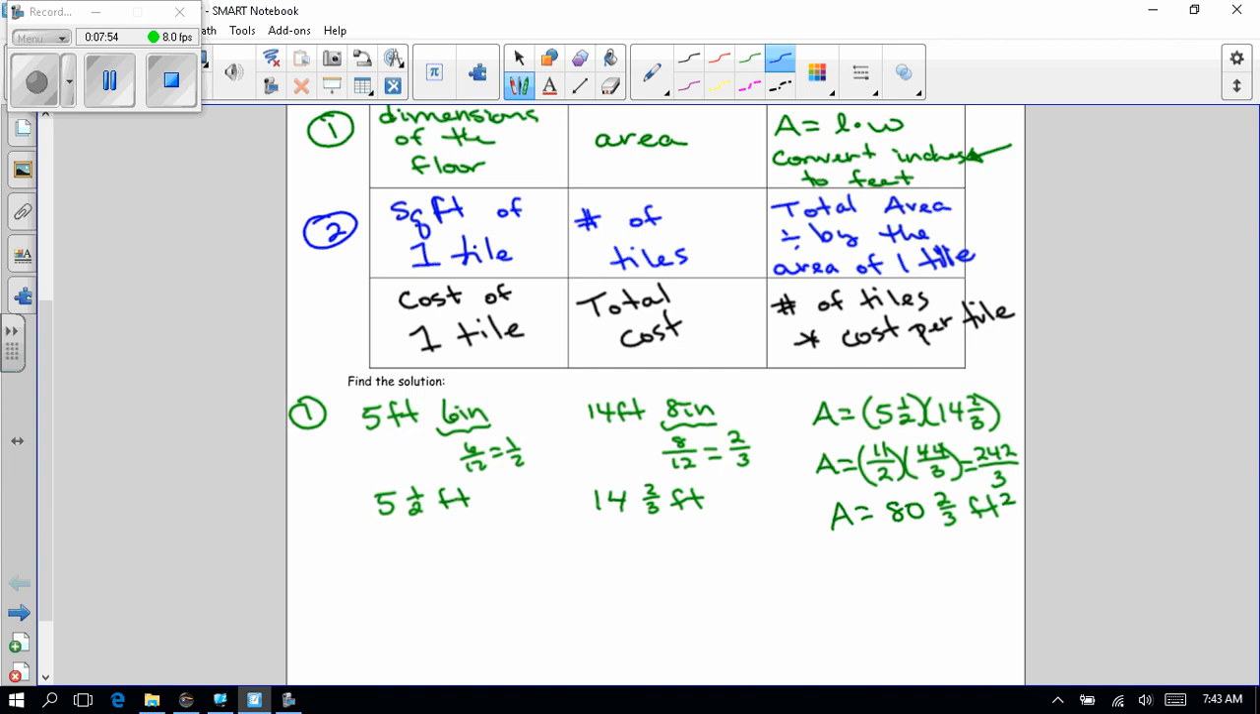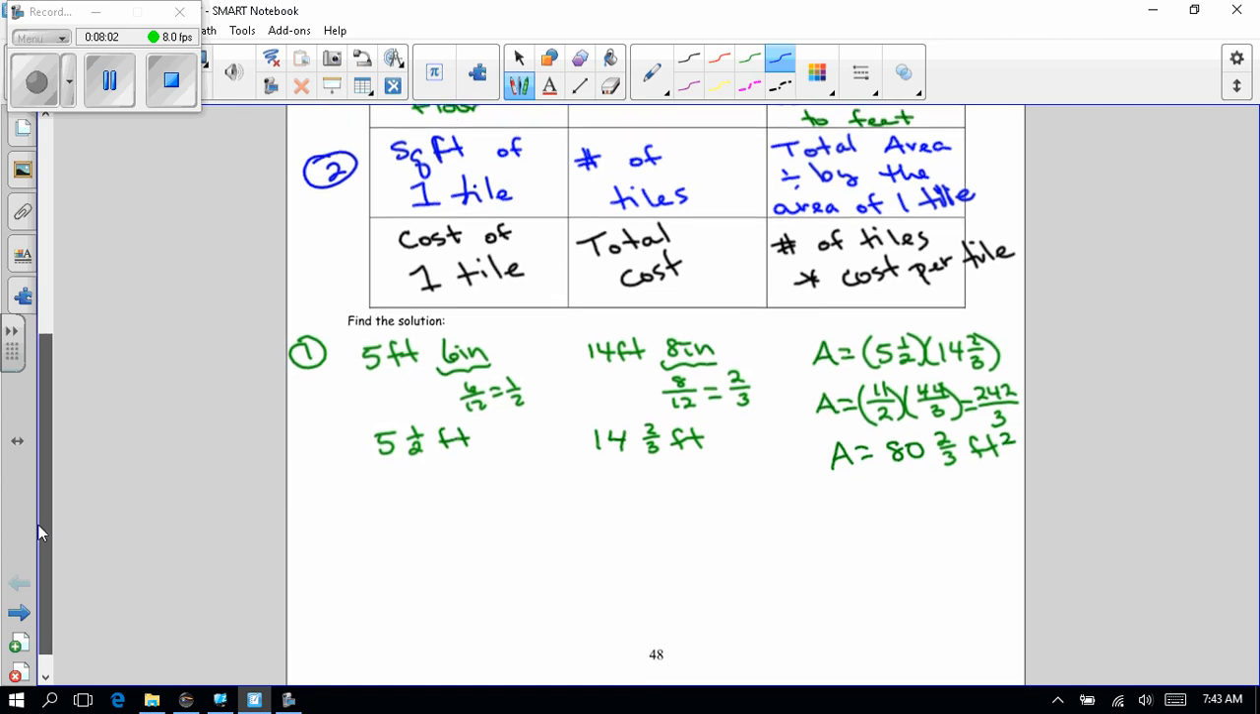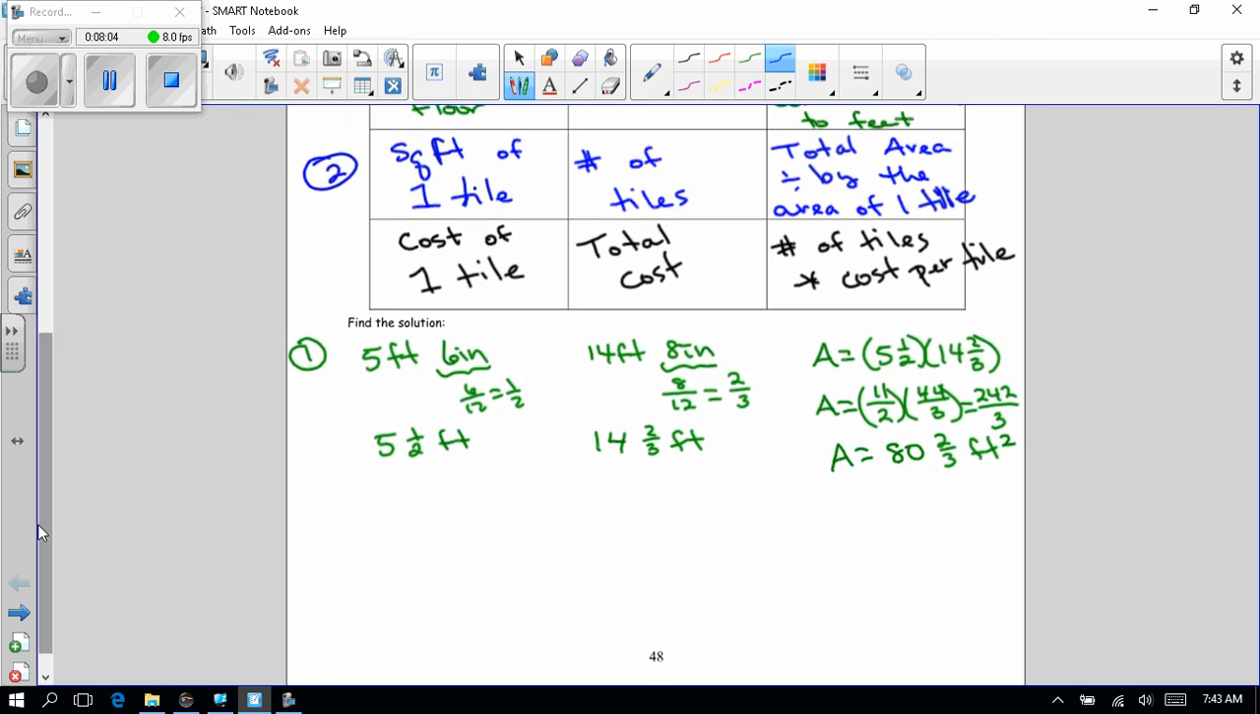Okay, number 2, I do know the size of 1 tile, right? I know how big 1 tile is. What did it say up there in the problem? It said that 1 tile was 4 2/3. So I'm going to take my area, 80 2/3 square feet, and I'm going to divide by one of those tiles, 4 2/3 square feet. This is going to give me how many tiles I need.